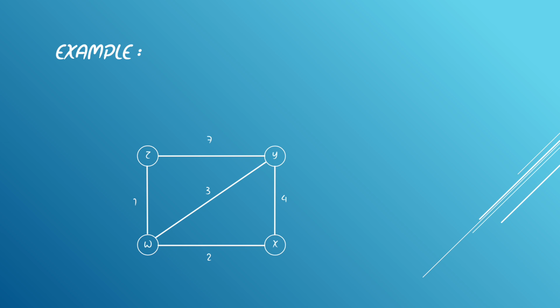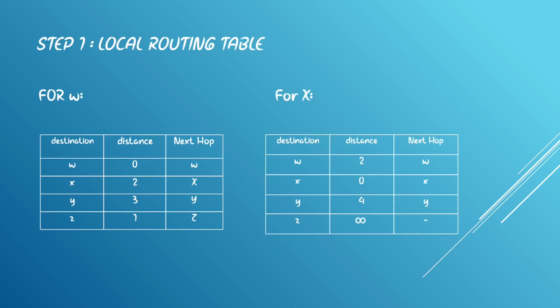W, X, Y, Z are 4 routers connected with each other. First, the local routing table. It prepares a local routing table for each vector. For W: W to W distance 0, next hop W; W to X distance 2, next hop X; W to Y distance 3, next hop Y; W to Z distance 1, next hop Z.